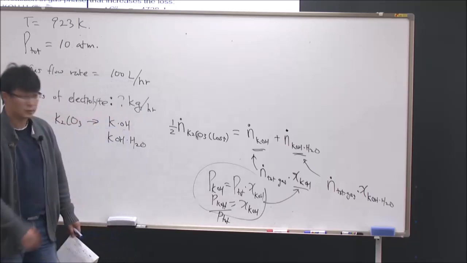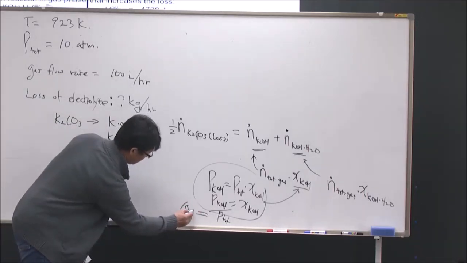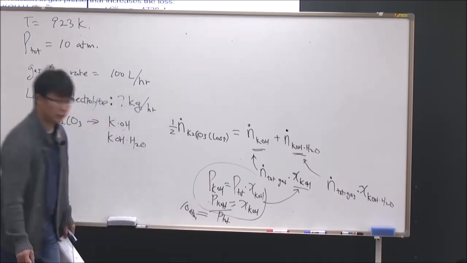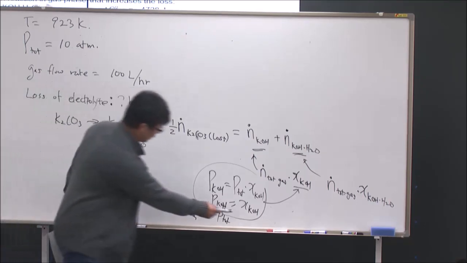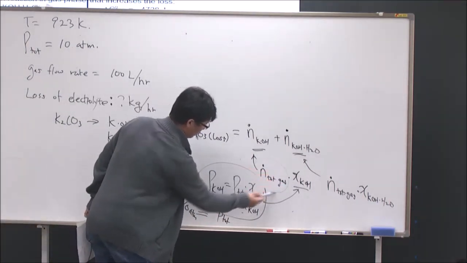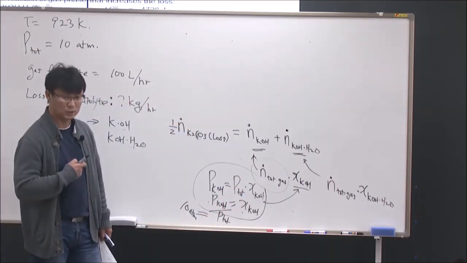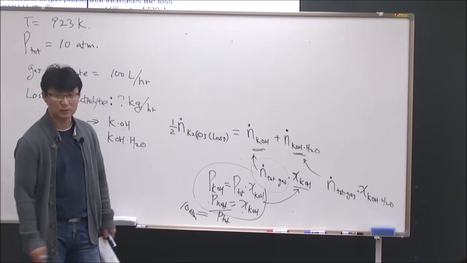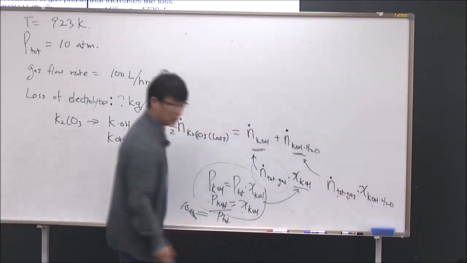And P total is 10 atm. So we know this value from the equivalent calculation in the previous one, and so we can calculate this one. If you enter this one, we know this value, but the only unknown value is the total number of moles of the gas passing through this actual reactor per hour. Same thing, so we can do this one.